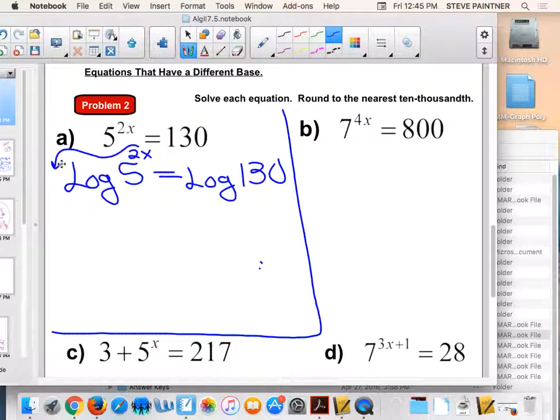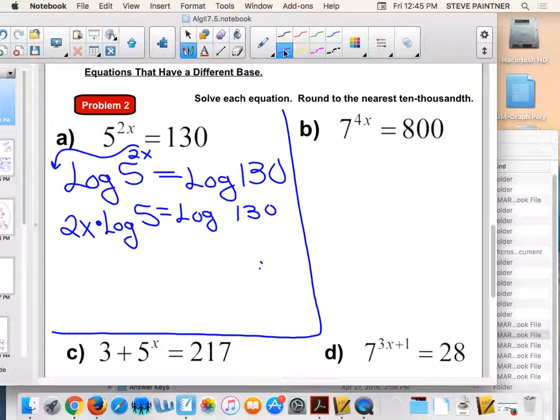to right. All right. 2x goes in front times the log of what? 5 equals log of what? 130. So this first step I did, I used your property from yesterday to take the exponent and put it out in front. But now the next thing I'm going to do is solve it for what letter? X. So here's your x right here.